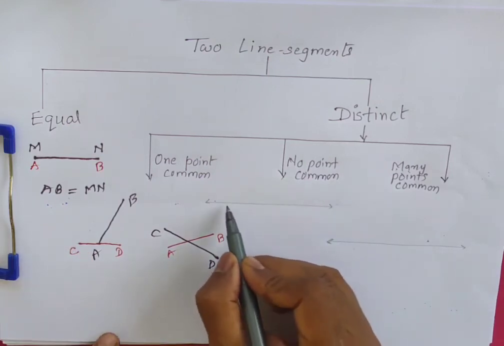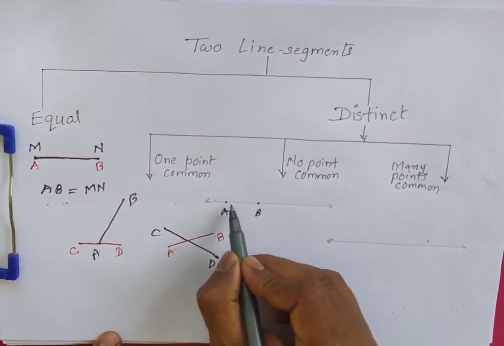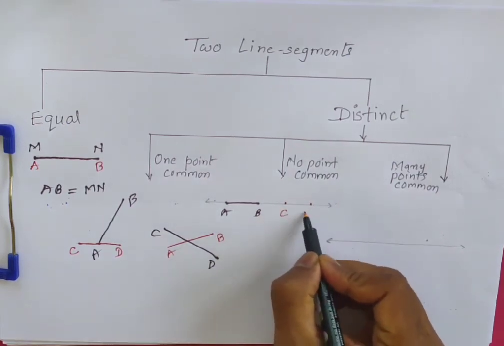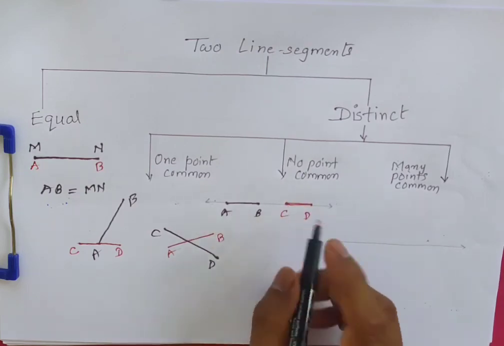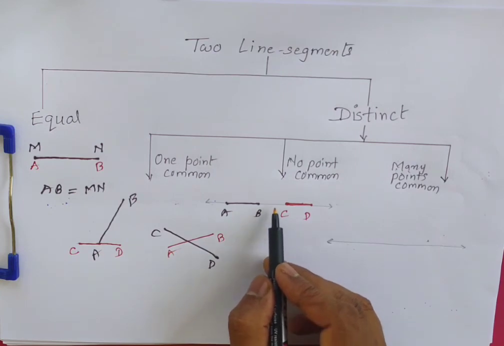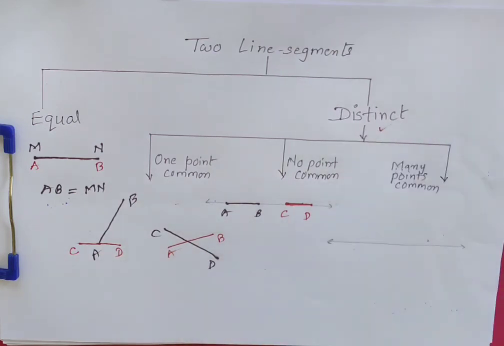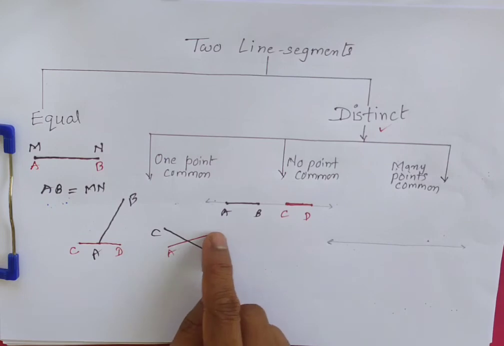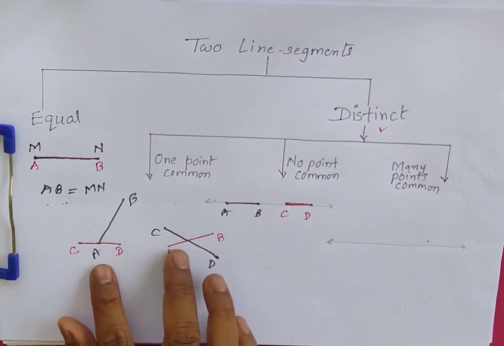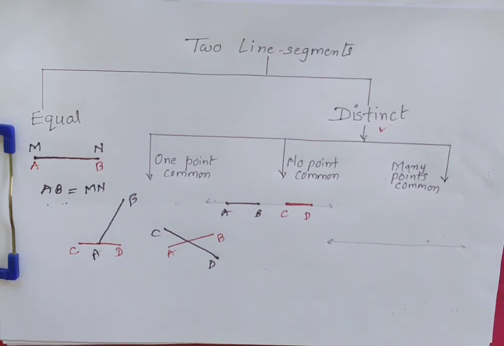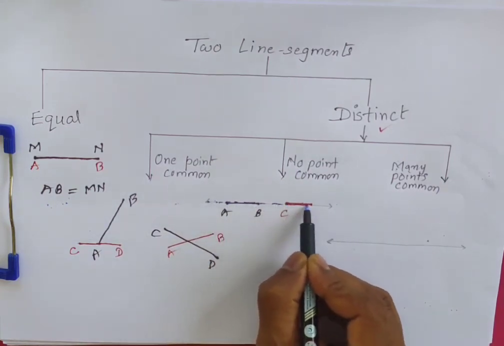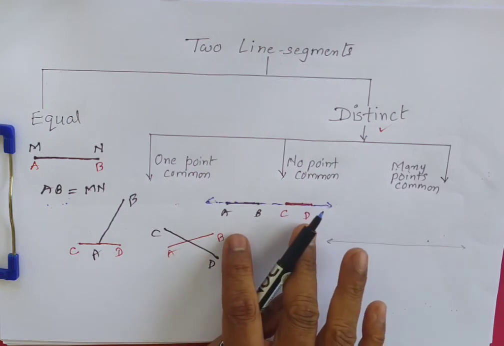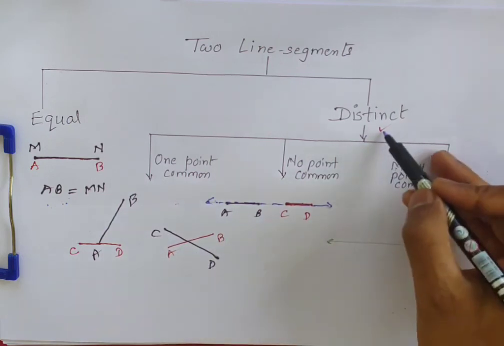Here no points are common. I choose two points A and B on this line and choose two points C and D on the same line. So both the line segments are on the same line, but not a single point is common and yet they are distinct line segments. Here the lines containing the two line segments are intersecting, and they are distinct. Here the line containing the two line segments is one and the same. So even if the two line segments are on the same line, if no point is common, then they are distinct.